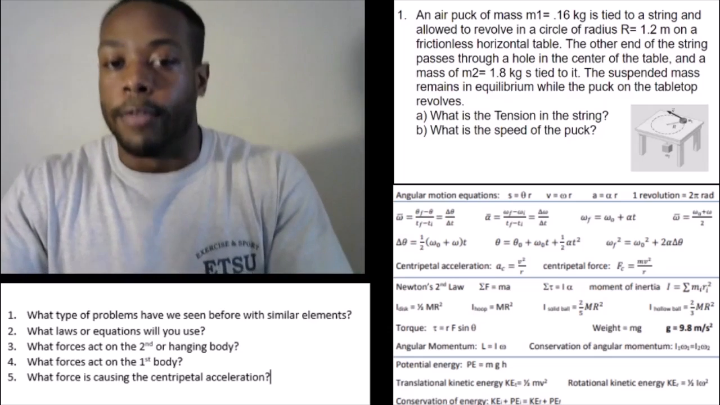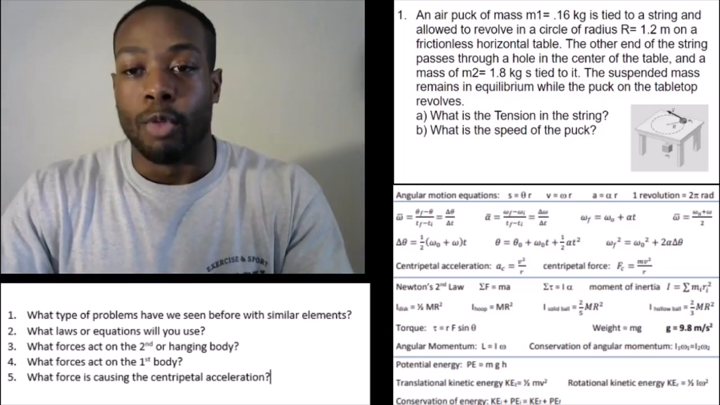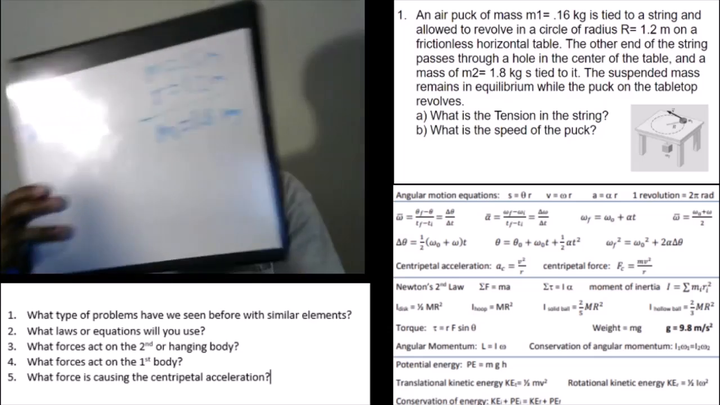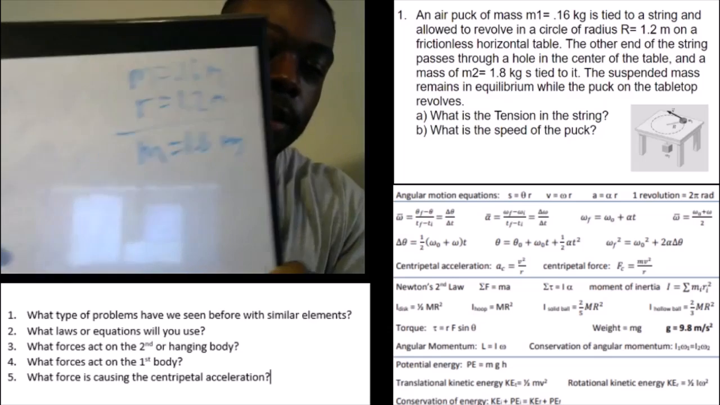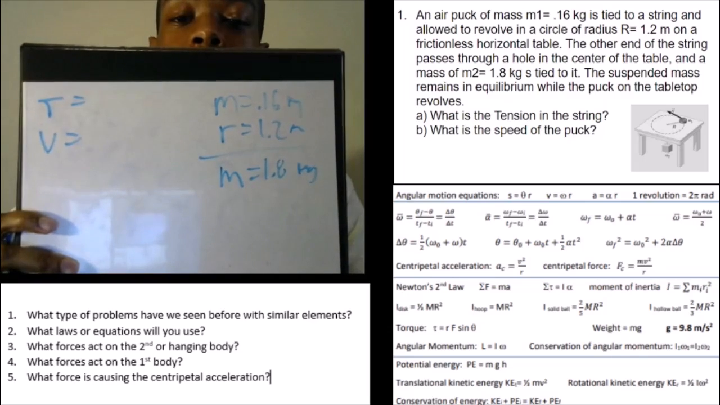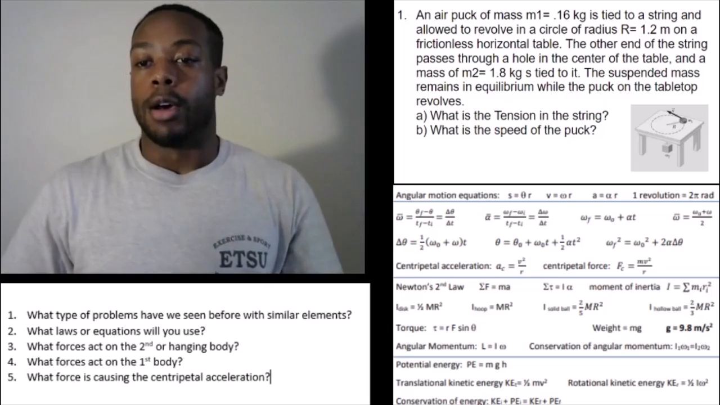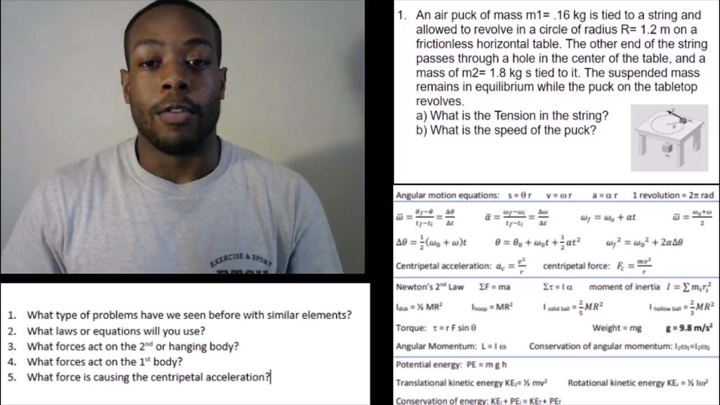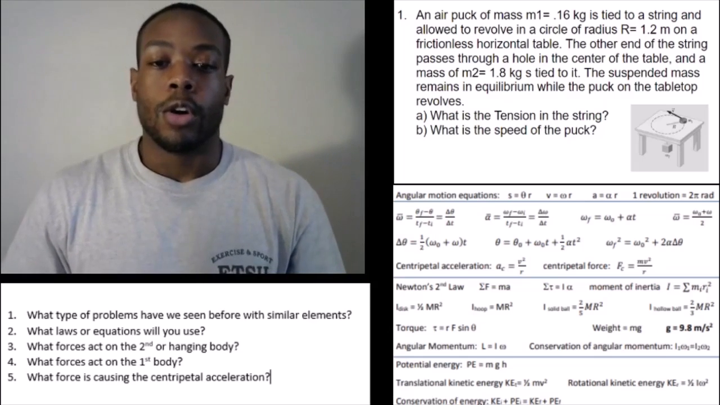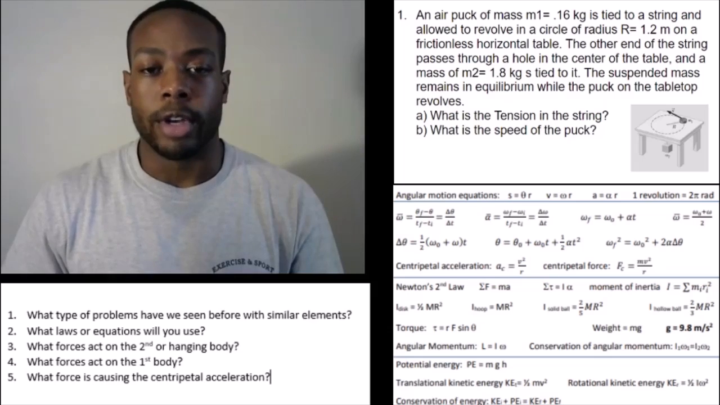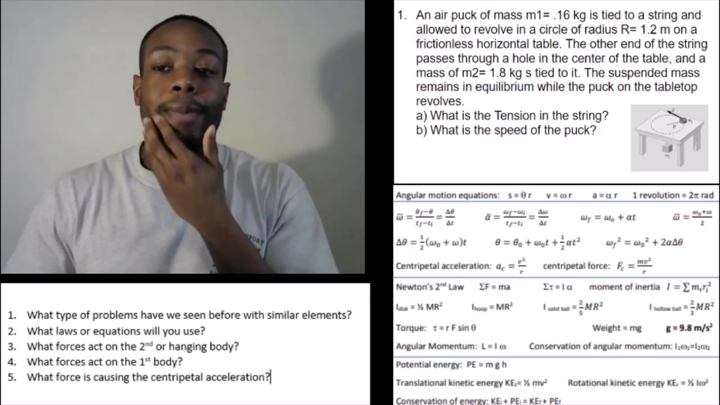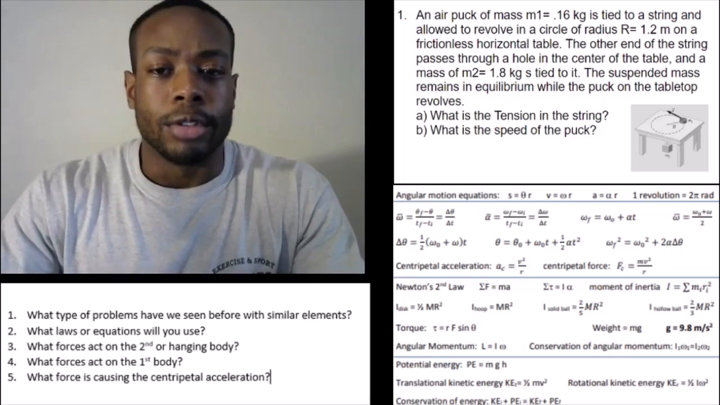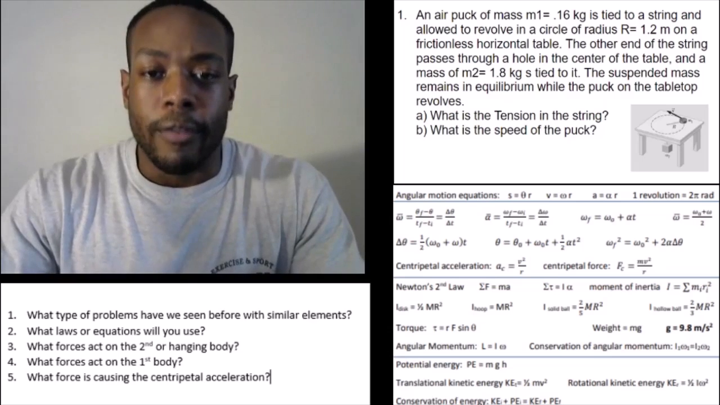So of course I always start by deciding what we're given and deciding what we need to find. Here we've got the masses and the radius given, and we want to find the tension and the velocity. So yeah, one string, one tension. This isn't overly tough. First question I wanted to lead you with was, what type of problems have we seen before with similar elements? If you think about that, you'll think that we've looked at Atwood's machine problems that were very similar, actually. Very similar in approach.